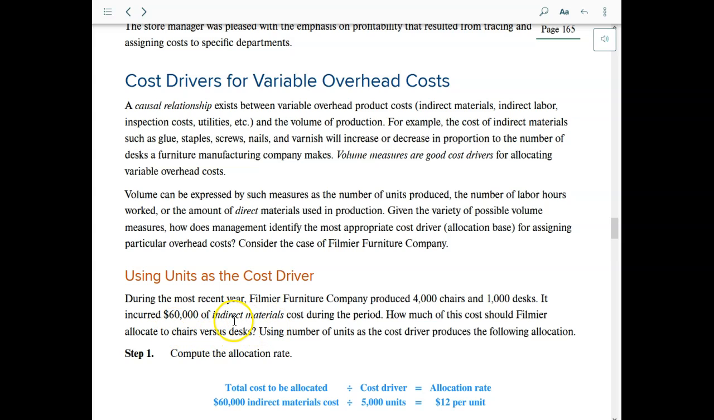Now, indirect materials are part of the overhead cost. And up here they say the indirect materials will be glue, staples, screws, nails, varnish. These are items that do have a physical presence. Yes, you can touch these and so forth, and they go into the finished product. But compared to the wood and maybe metal they're using on the tables, they cost such a small amount that they throw this into something called indirect materials. So how should we allocate this $60,000 of indirect materials to the product?